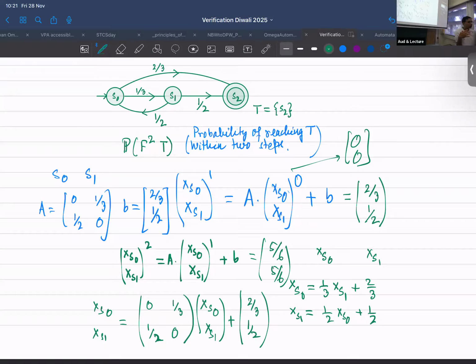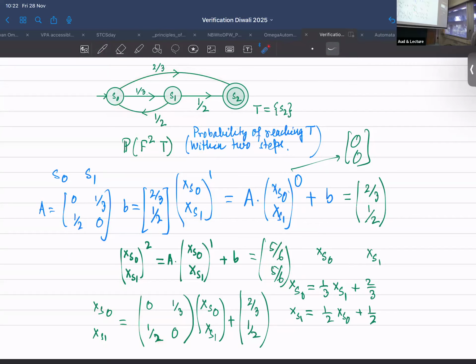So this is how you compute. You start with 0, then you iteratively do 1 step, 2 steps, and you see that this value is indeed correct. Within 2 steps you want to reach here. From S1, with probability half you reach in 1 step, and in 2 steps you have half times 2 by 3.